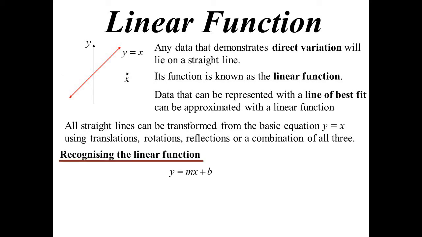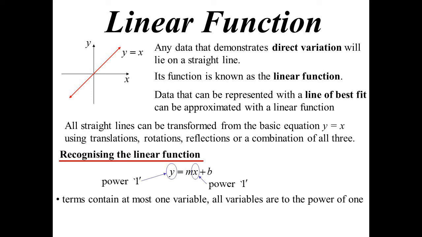You may recall y equals mx plus b is a way of writing every straight line. But you'd look at that and go, oh, what do you know? The power of y is 1 and the power of x is 1 as well. So if for some reason you didn't know straight away that's a straight line, you go, oh, that's what I'm looking for. Okay? So terms contain at most one variable and all those variables are to the power of 1.